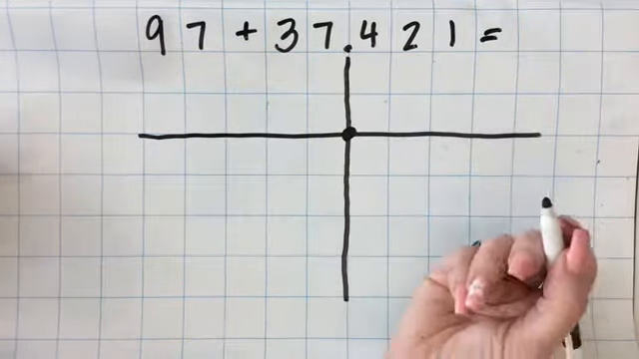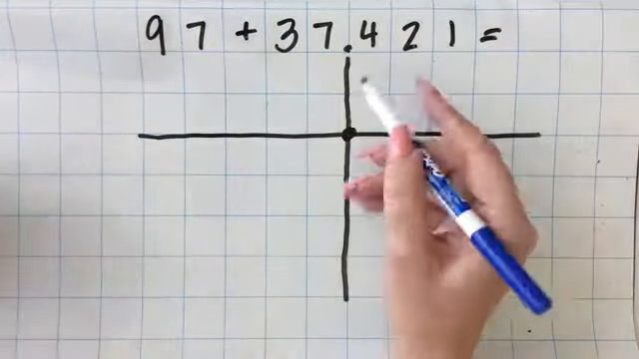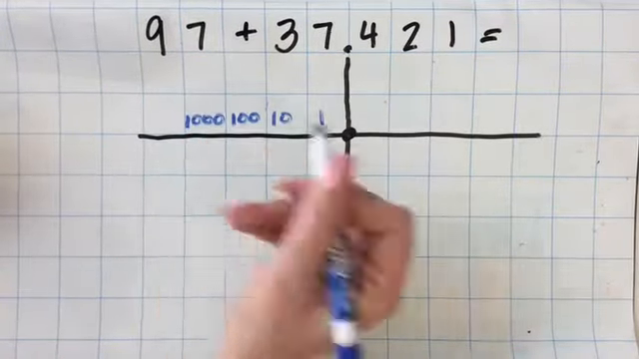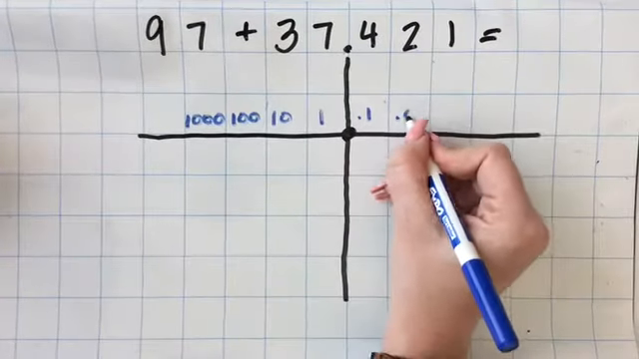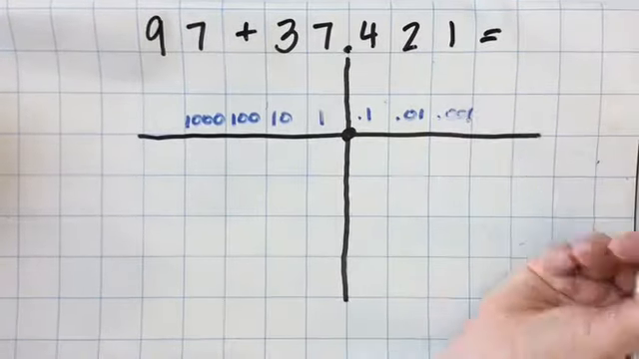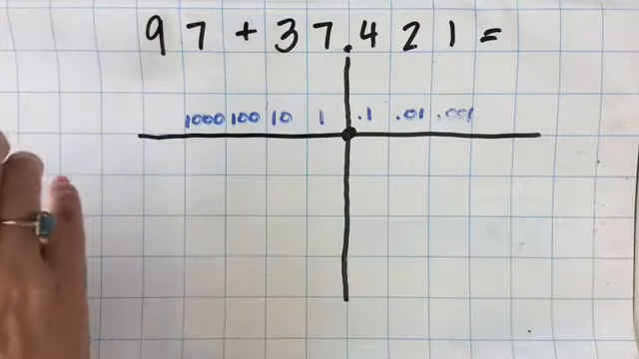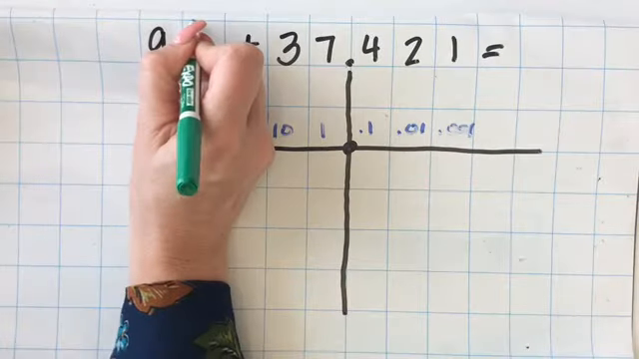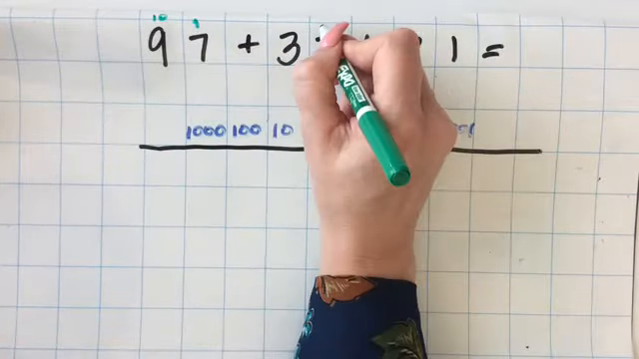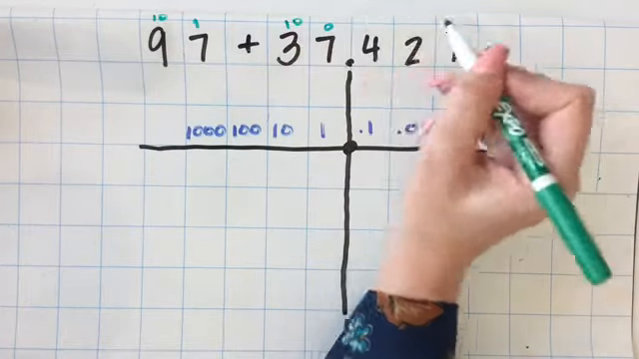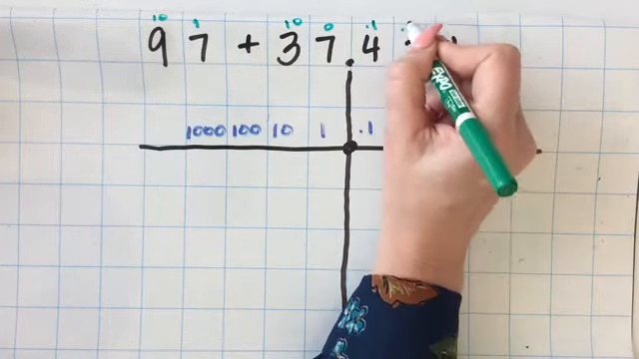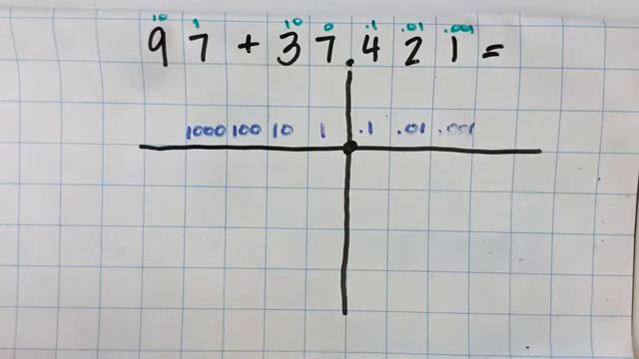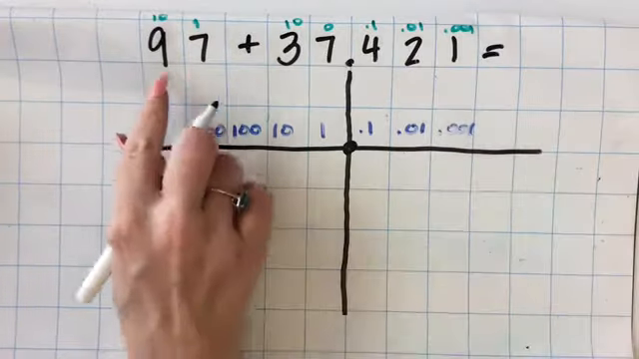Okay, big decimal, and I'm going to label. I have my ones, my tens, my hundreds, my thousands. I have my tenths, my hundredths, and my thousandths. I also like to come up here and label my numbers because it helps me a whole bunch. So I have ones and tens, ones and tens, and then I have tenths, hundredths, and thousandths, because that's going to help me make sure I put all my numbers in the correct place. So I start out, I have 97.